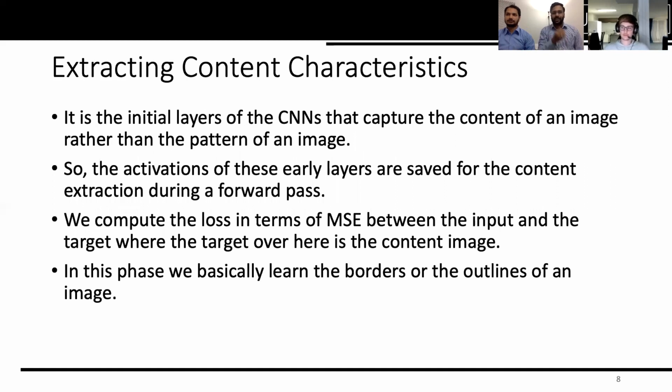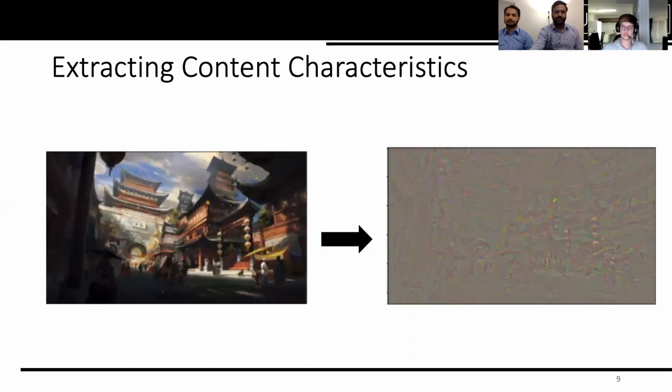Extracting content characteristics. Basically, we use initial layers of the model, because as they are very close to the input, they preserve the characteristics of the input image or the content image. The activations of these early layers are saved for the content extraction during a forward pass. We compute the loss in terms of mean square error between the input and the target, where the target is the content image itself. In this part, we are basically trying to learn the borders or the outlines of an image, which are the features and not the style of the content image. Here we can see we have an input image, and correspondingly on the right hand side there are some lines that outline the structure of the given buildings in the image itself.